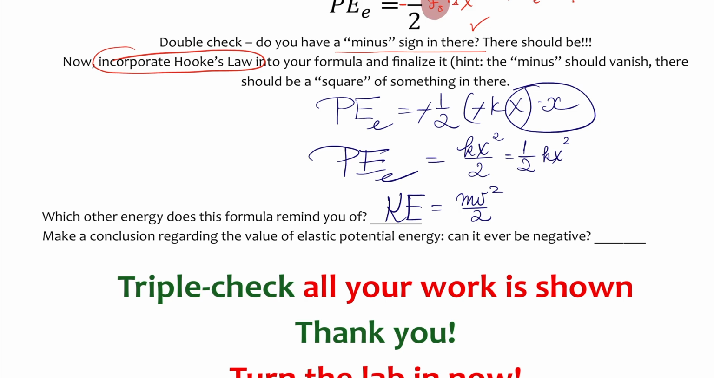Make a conclusion regarding the value of elastic potential energy. Can it ever be negative? No, because even if your x is negative, like you compressed the spring instead of stretching it, when you square it, it's still going to be positive.